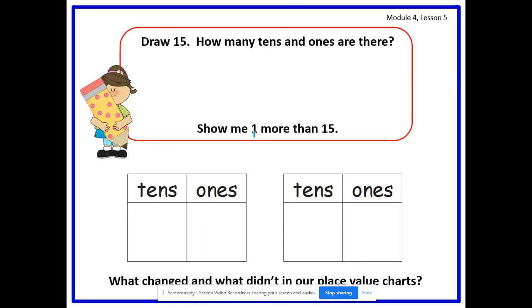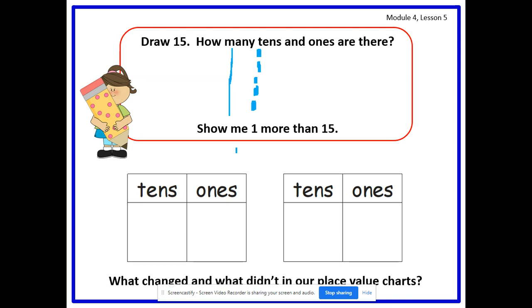Listen, you're going to listen and I'm going to model, okay? And then you will practice. Let's get ready. Draw 15. How many tens and ones are there? 1 10, 5 ones. Yes, so I'm going to draw 1 10 using my quick tens and 5 ones. 1, 2, 3, 4, 5.